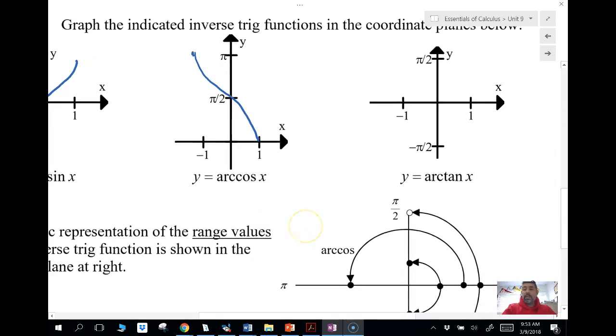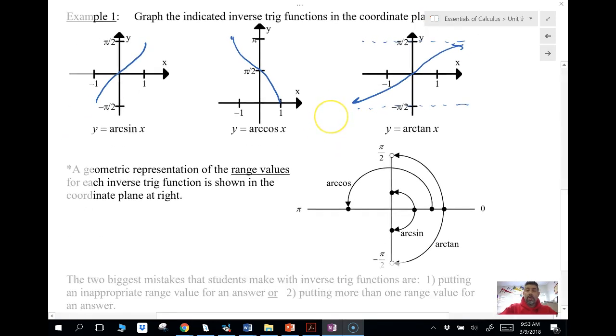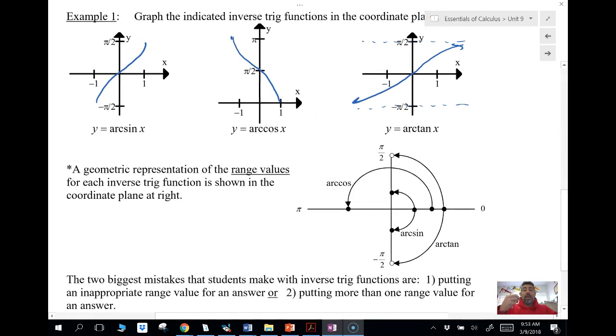And arctangent is going to have 2 horizontal asymptotes. Yeah, believe it or not, 2 horizontal asymptotes, because it has multiple vertical asymptotes if you think about what the tangent graph looks like. So just one piece of that's going to have 2 horizontal asymptotes at π/2 and -π/2. So those are the graphs of the 3 major inverse ones that you're going to need to know, especially when we do integration later on.